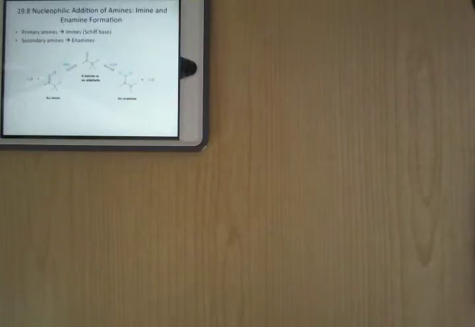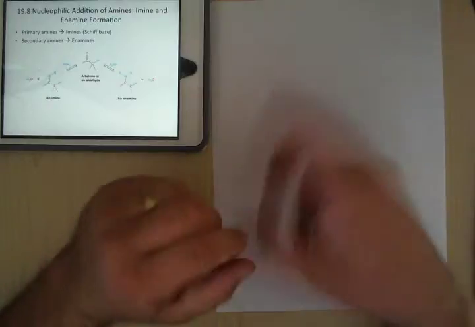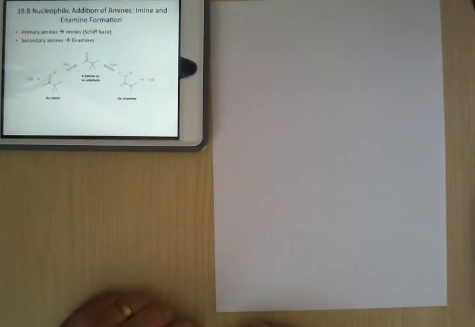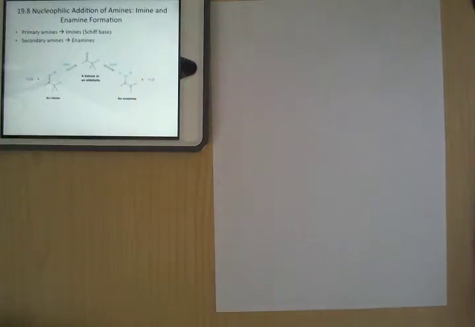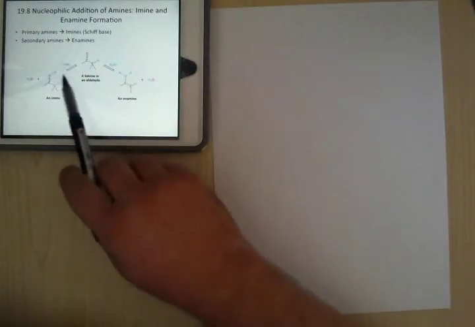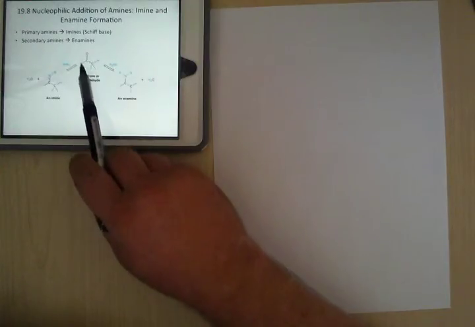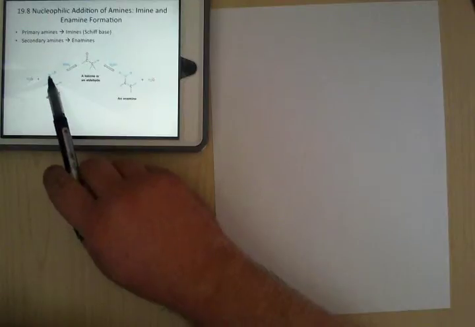Okay, now nitrogen compounds become a little bit more complicated. They do the same stuff, but they decompose after you make it, because what you're going to release is water. Okay, so let me talk about the mechanism. If you have a primary amine, so an NH2 with something hanging off of it, what happens when you react with the C double bond O, you end up with what's called an imine, so a carbon-nitrogen double bond.